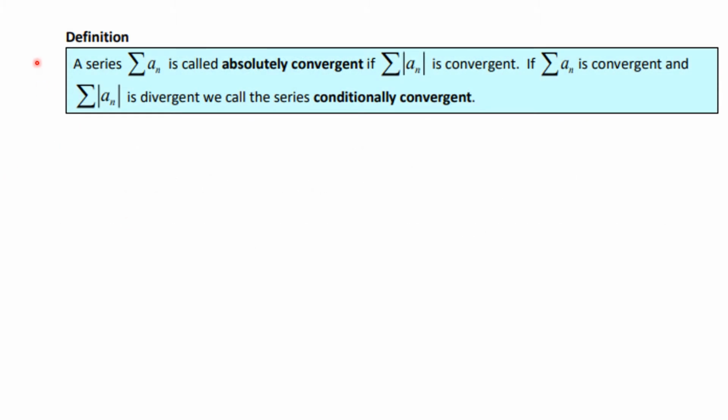So let's go back to the definition. A series, the summation of a sub n, is called absolutely convergent if the summation of the absolute values of the a sub n is convergent. If the summation of the a sub n is convergent, and the summation of the absolute value of the a sub n's is divergent, the series is called conditionally convergent.